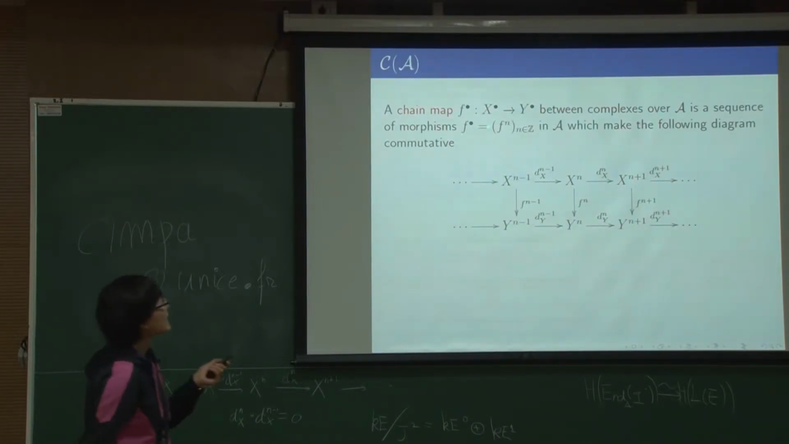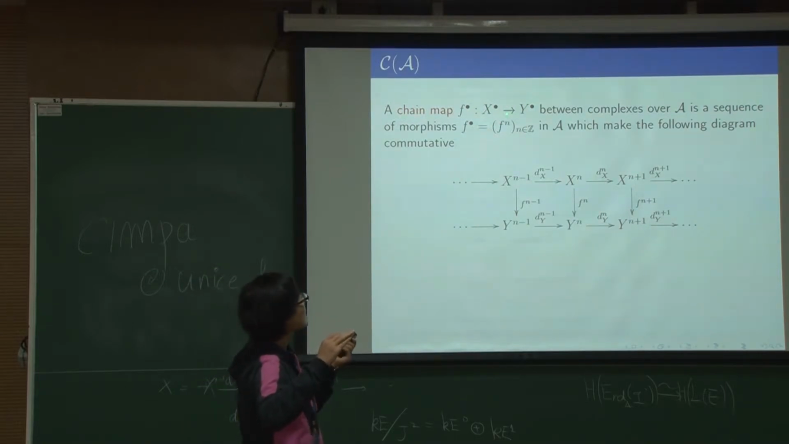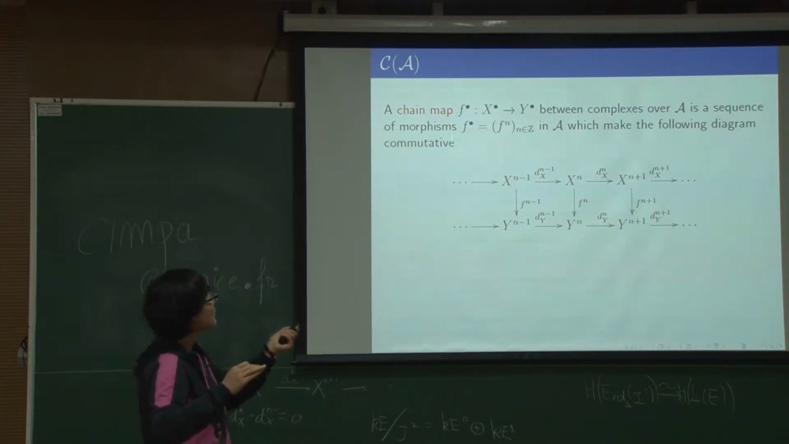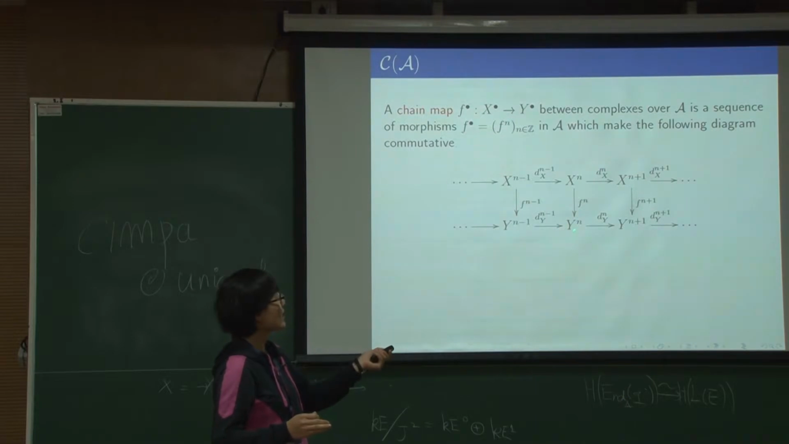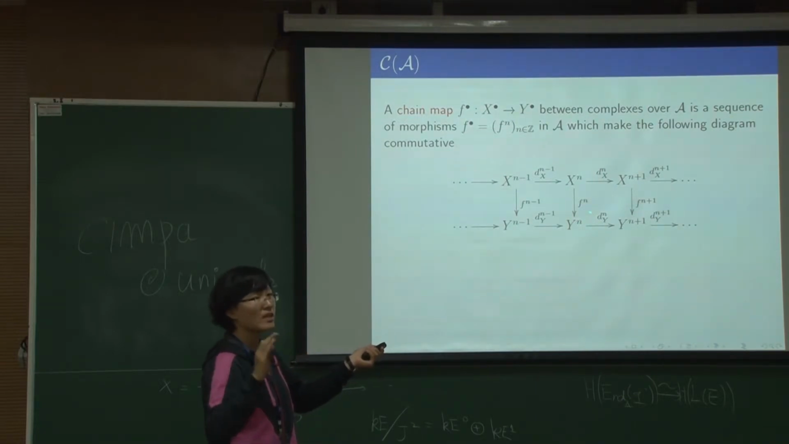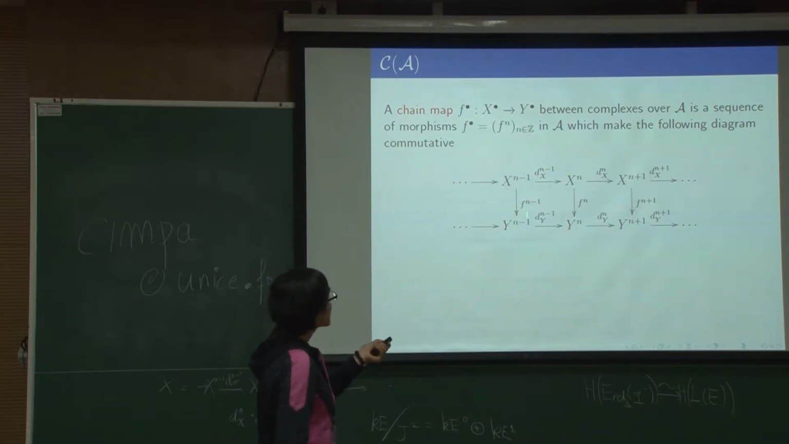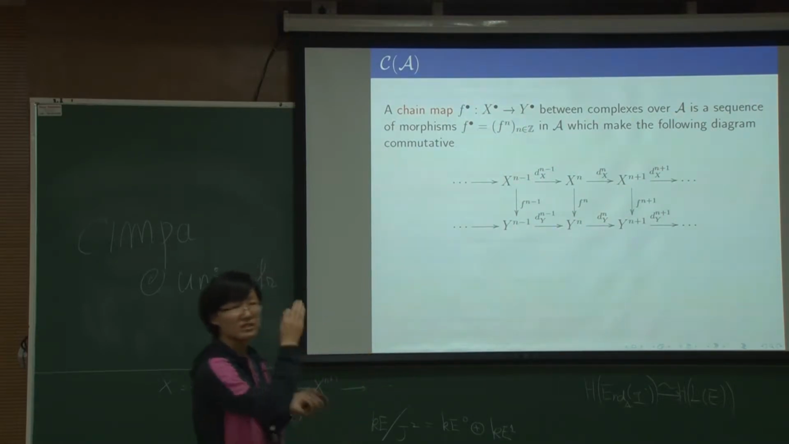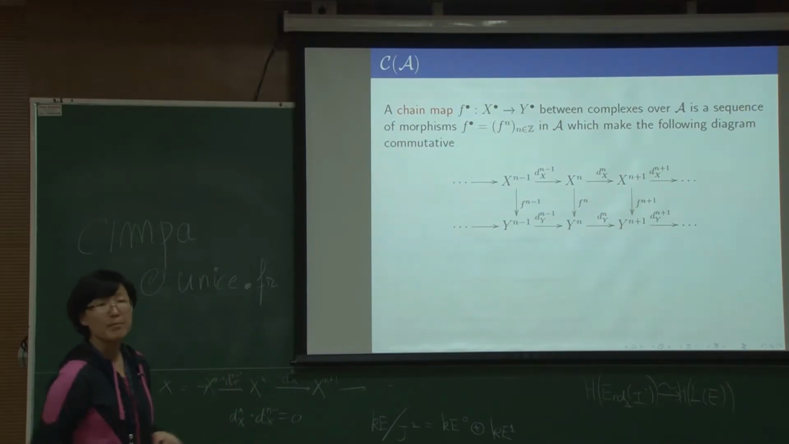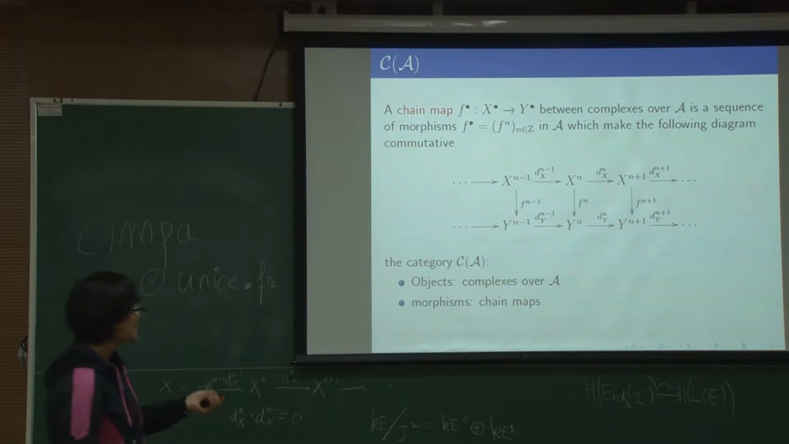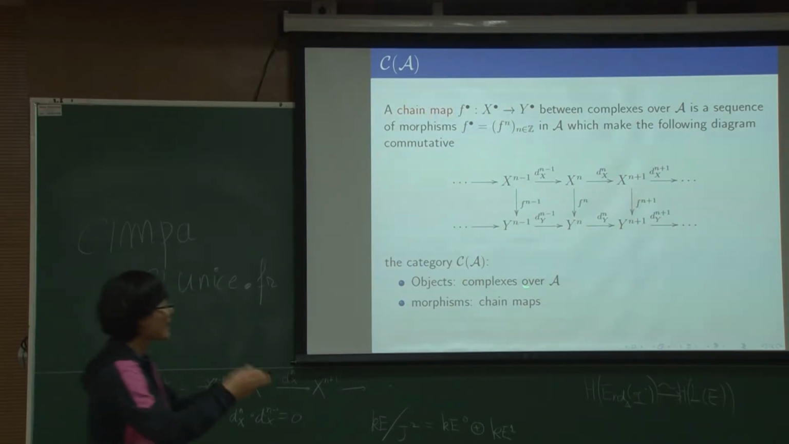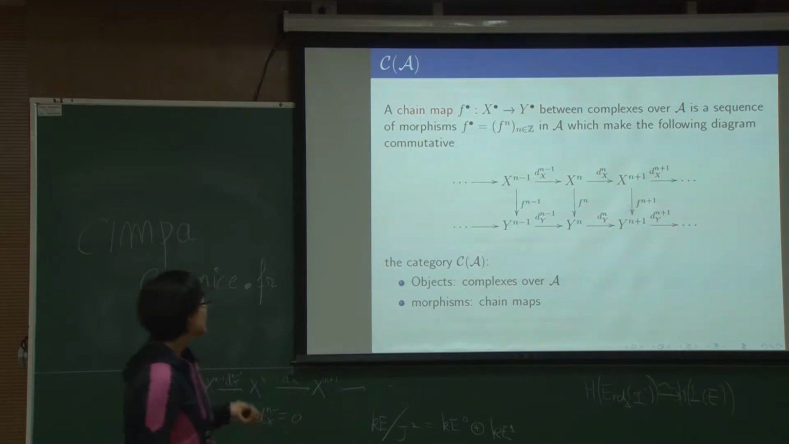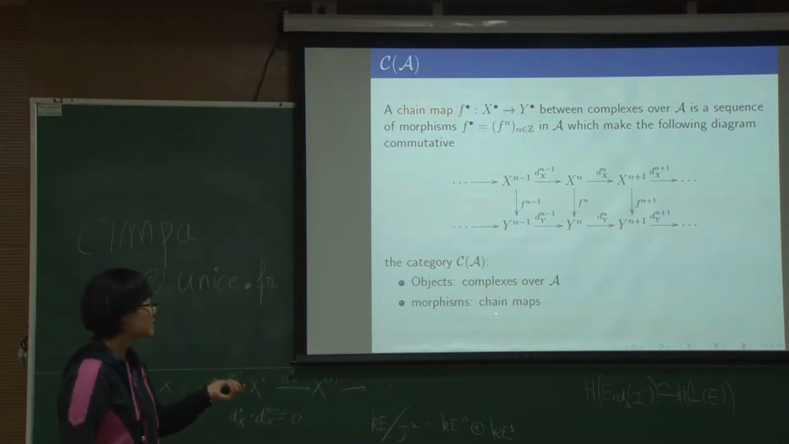So given two complexes X and Y, we have a chain map F. A chain map is a sequence of morphisms F_n, where F_n is from X_n to Y_n. It's a morphism in the category A. And it satisfies that each square is commutative. That means if we go along this map and this map, it coincides with this one. So this kind of F_n is a chain map. So now we have a category of complexes over this category A. Objects are complexes of A, and the morphisms are these chain maps.